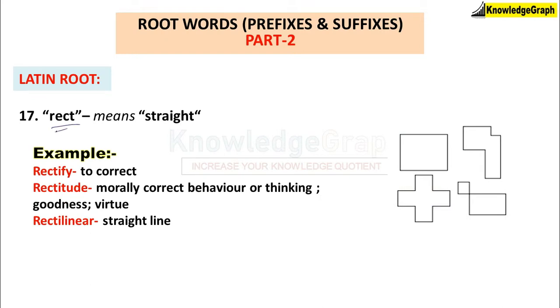Then we have rect. Rect is also a Latin root word which means straight. When we say to rectify something, it means to correct it, to put it in a correct order, or to correct all the faults. Rectitude is morally correct behavior or thinking. Goodness, virtue, like someone who is straightforward and is good in behavior has rectitude. Rectilinear is like straight lines. These all are rectilinear figures. If you notice, these all have straight lines.